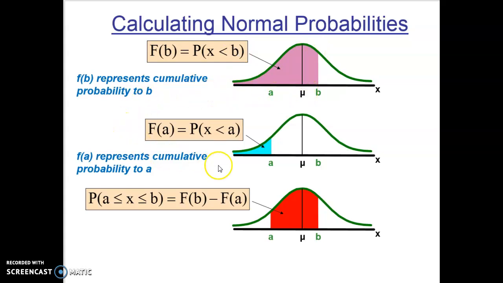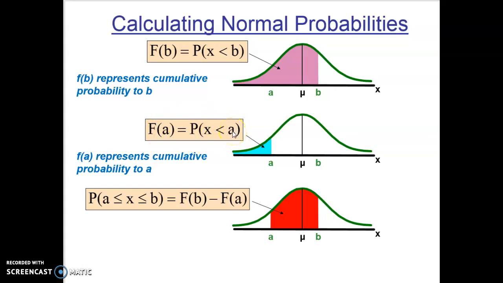Now let's say we want to know the probability of getting a value up to point A, this turquoise area here. Let's say this A is 5'5". Remember, the mean we said was 5'8", so B was 5'10". So here, let's say it's 5'5". What is the probability of getting a height up to 5'5"? We would mathematically write it as the cumulative probability of getting to A, 5'5", is equal to the probability of getting an x value less than A, less than 5'5".